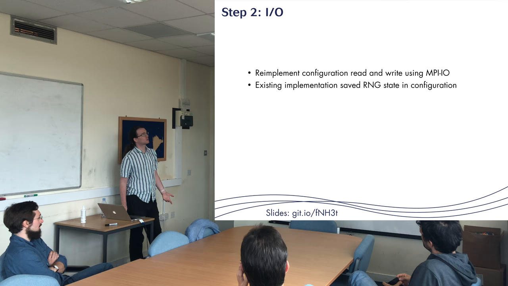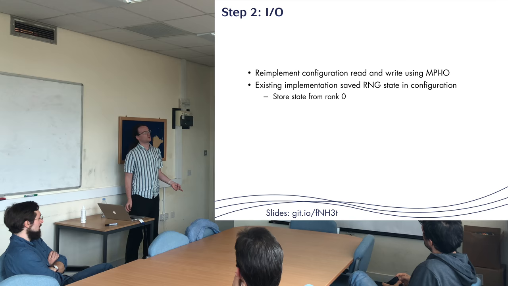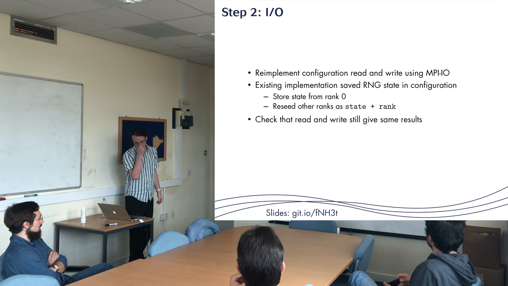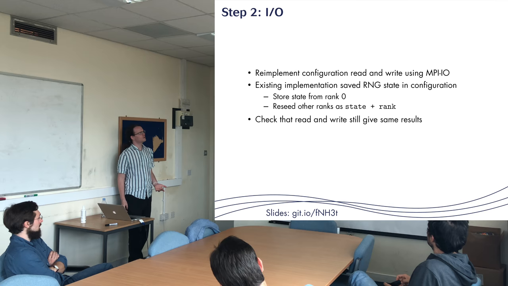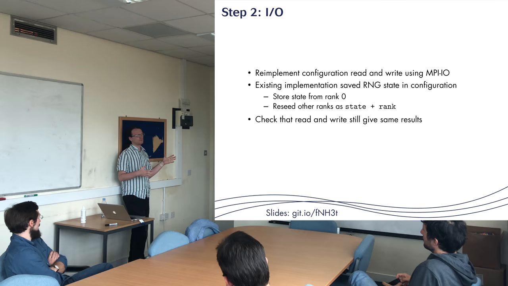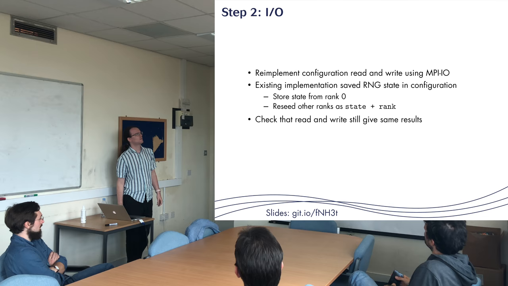So the existing implementation saved its random number generator state in the configuration. So what we do is we store the state from rank 0, and then when we read back in, we reseed the rest of the ranks by taking the state we've read in and adding the rank to it. Then we check that read and write still get the same results. The only thing to note here is that I couldn't work out how to do this entirely with MPI.io. So it does the configuration part of it with MPI.io and then uses Fortran.io on rank 0 to reopen the file and add the right bit at the end, which took longer than it felt it should, and is slightly messier than it feels it should be, but it works.